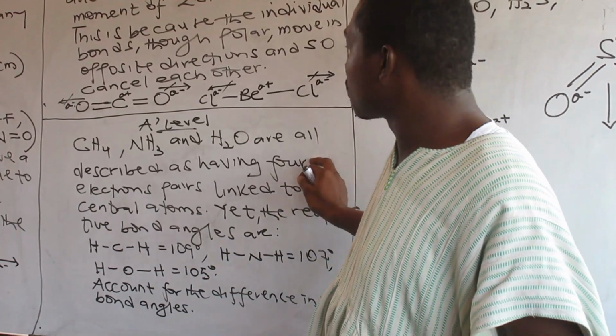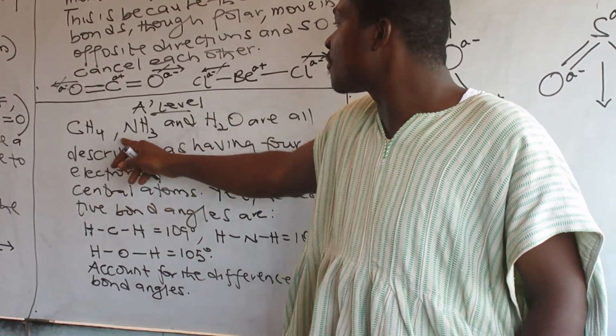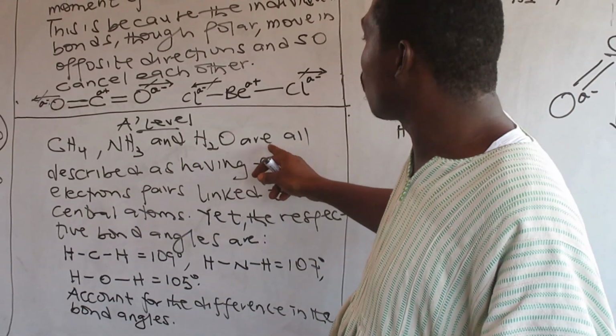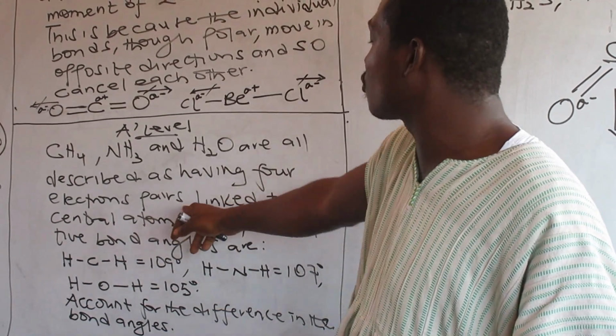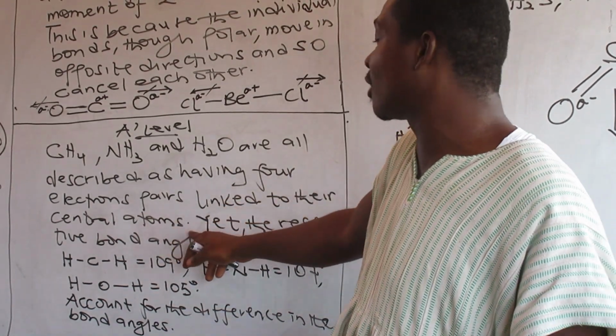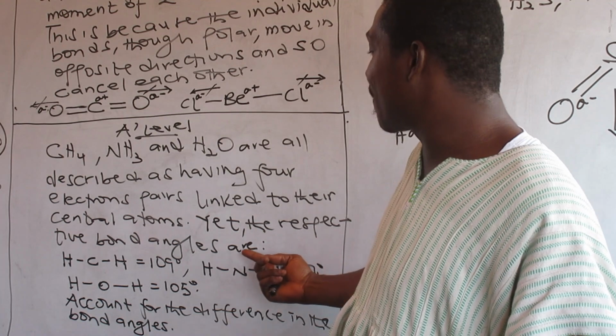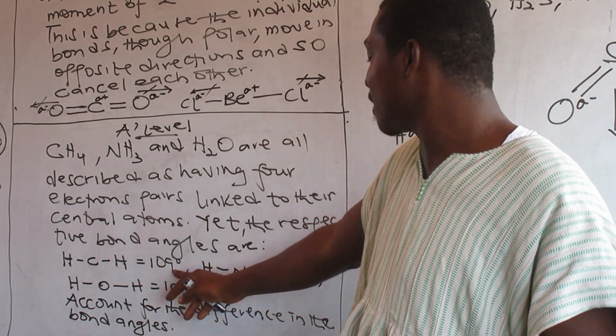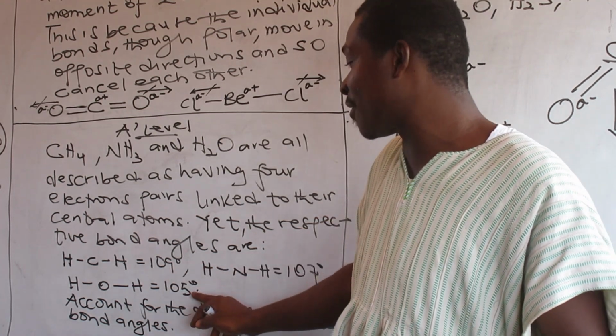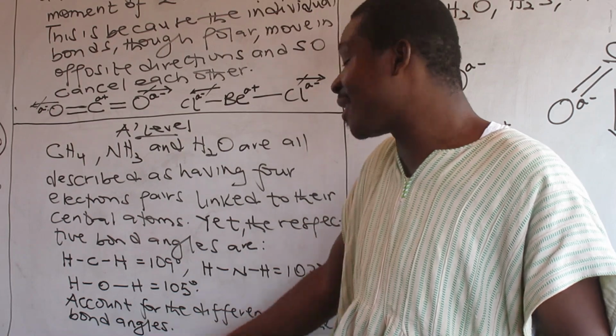Let's look at another application here. What we just discussed, CH4, NH3, and water, are all described as having 4 electron pairs linked to their central atom. Yet, their respective bond angles are 109, 107, and 105. Account for the difference in the bond angle.